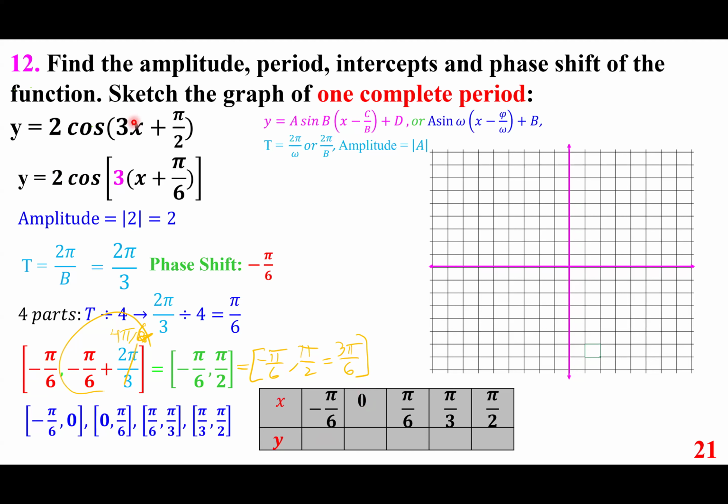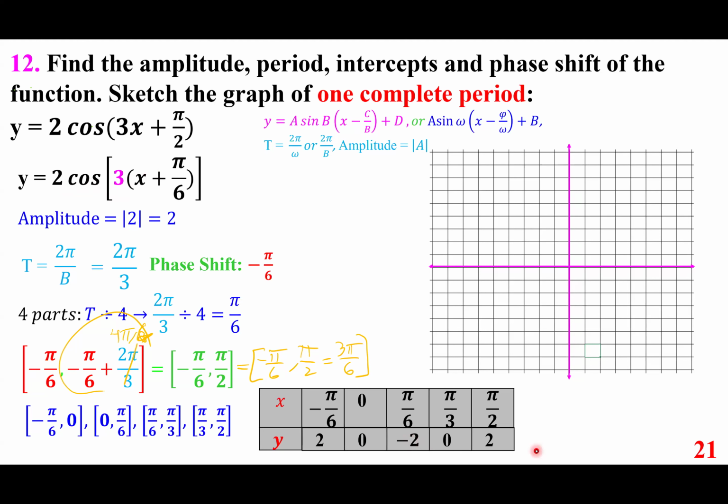0, if I put it here, it's easier, becomes pi over 2. What is cosine of pi over 2? 0 times 2 is 0. So this is 0. Pi over 6, if I put it over here, I get 2 pi over 6. 2 pi over 6 times 3 is 6 pi over 6, or simply pi. What is cosine of pi? Negative 1. What is 2 times that? Negative 2.